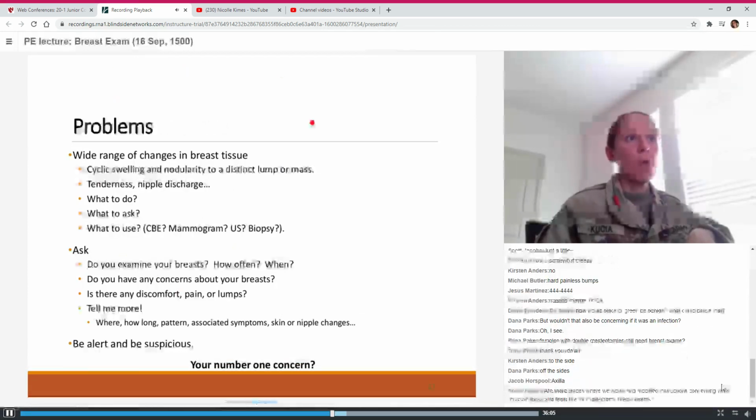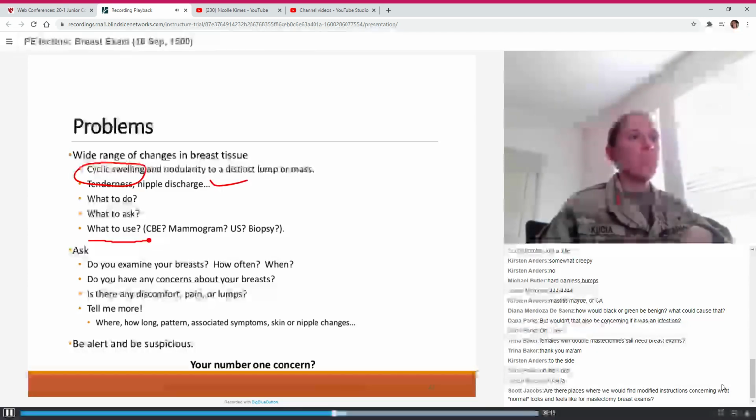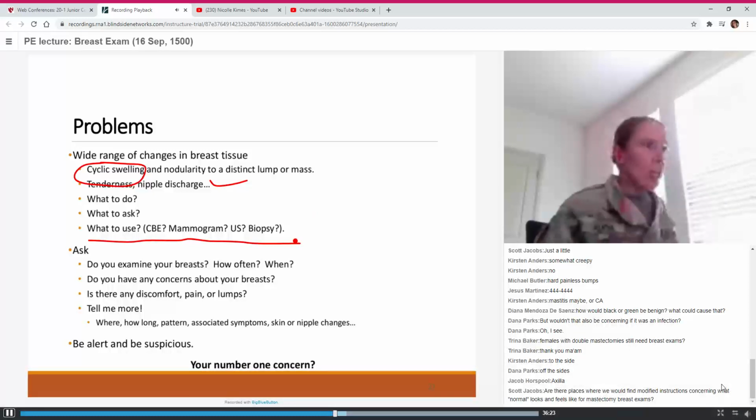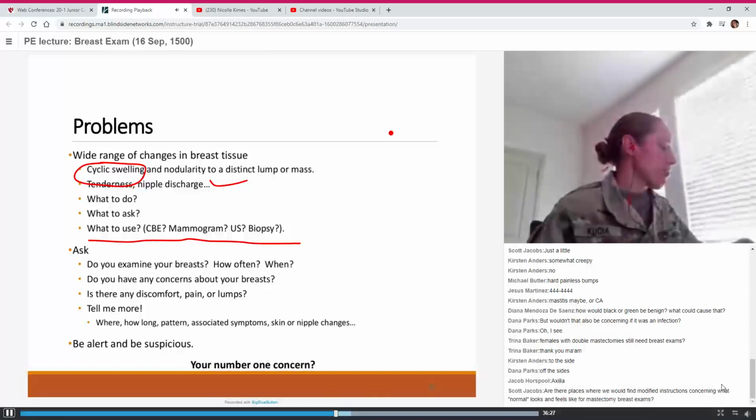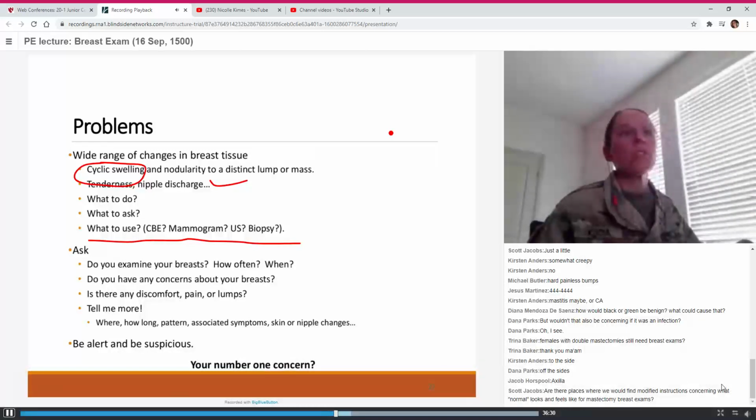Oh goodness, so many problems in clinical breast exams, right? Cyclic swelling with menstrual cycles, tenderness, right? There's so many things to use. Figuring out, like, when do you do a clinical breast exam? When do you order a mammogram, an ultrasound, a biopsy? Does anybody know, do we still advise self breast exams for patients? Is that still a thing that we do?